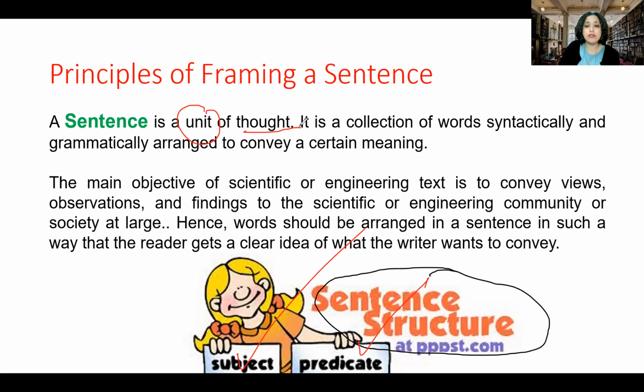It is a collection of words syntactically and grammatically arranged to convey a certain meaning. The main objective of scientific or engineering text is to convey views, observations, and findings to the scientific or engineering community or society at large. Yes.